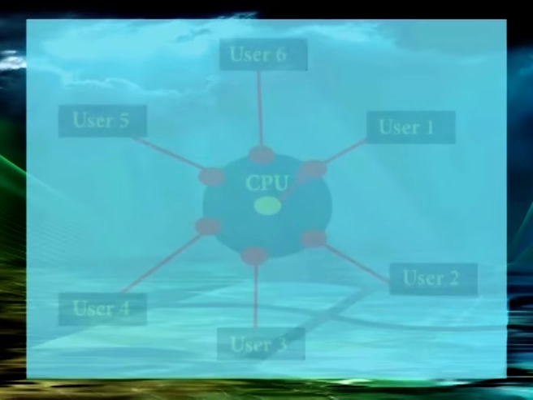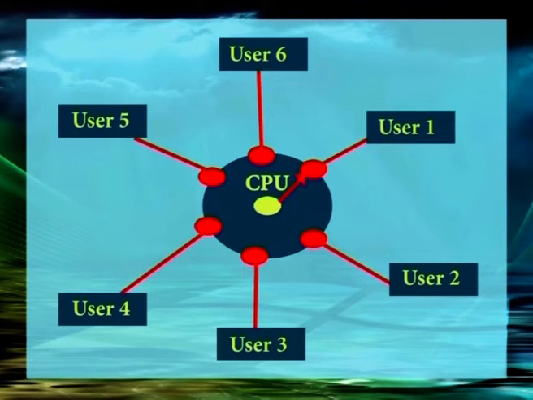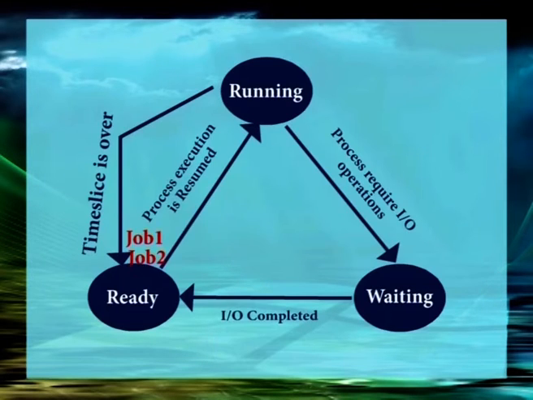In this figure, there are 6 jobs in row and CPU currently is executing job 1. CPU will execute jobs one by one only. The maximum time CPU will serve any job is the time slice, which is a fixed amount of time. This process has also been shown in this figure.